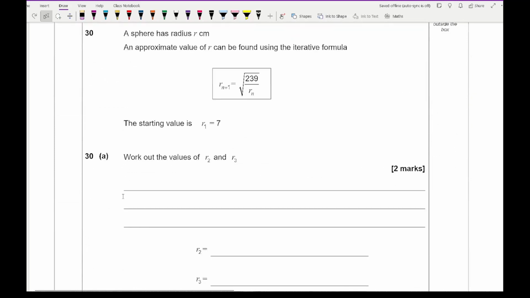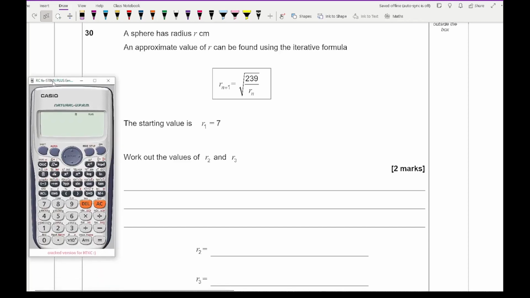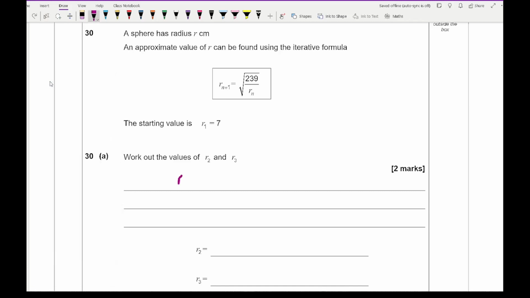Moving on to question 30, it says that a sphere has a radius of r centimeters and an approximate value of r can be found using the iterative formula shown. It says starting value r1 equals 7, work out the value of r2 and r3. Now for this, I am going to need to use my calculator, especially as this is a calculator paper. So for R2, it's going to be the square root of 239 over 7, which is the previous answer. And then R3 is going to be 239 over the answer of R2.